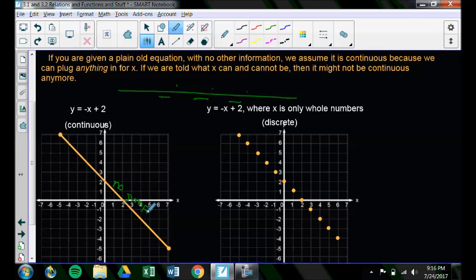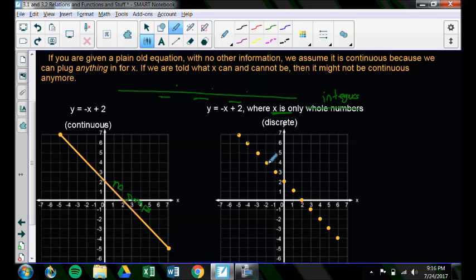Here's a discrete line. It's the same function, y equals negative x plus 2, but we said x is only whole numbers. Or I should say integers, because this could be negative apparently. Integers are positive or negative whole numbers. If x is just the integers, then all I have is these single points, and that's discrete.